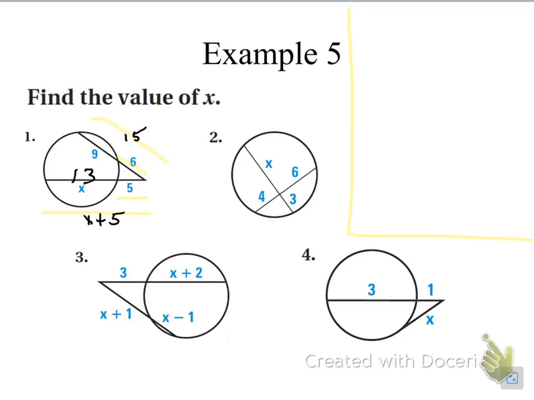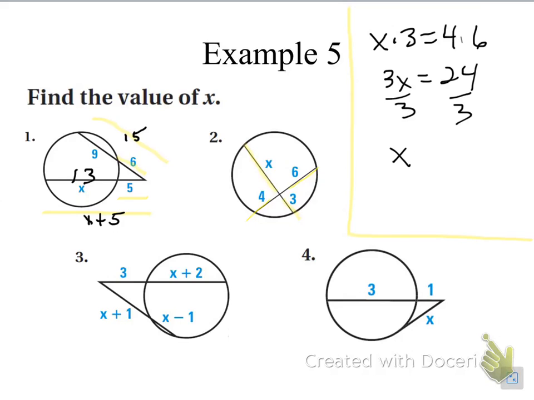Okay, so example 2 looks like chords within a circle. So remember that each piece of the chord multiplies to give you each piece of the other chord. So when I do that, I'm going to get x times 3 equals 4 times 6. So I get 3x equals 24, divide by 3, x equals 8. So this is 8 here. And again, I'm pretty happy with that. It's pretty simple. So let me clean it up, and the next example is a little trickier.